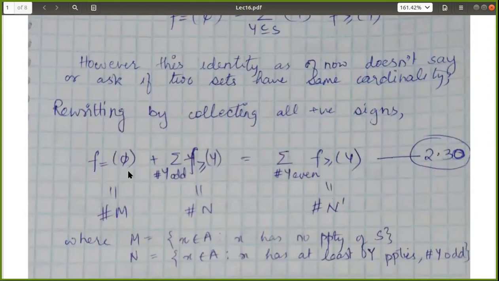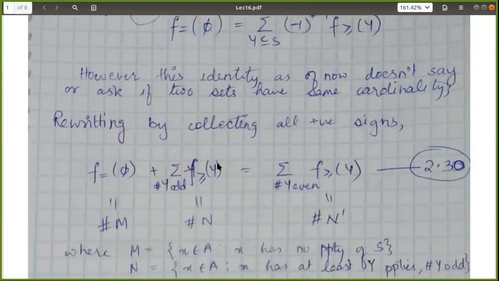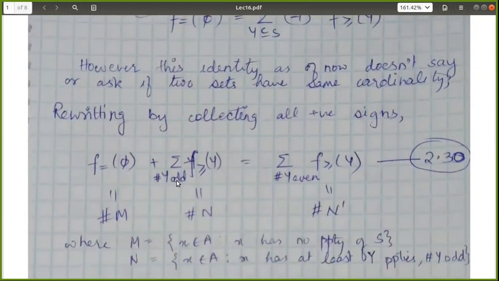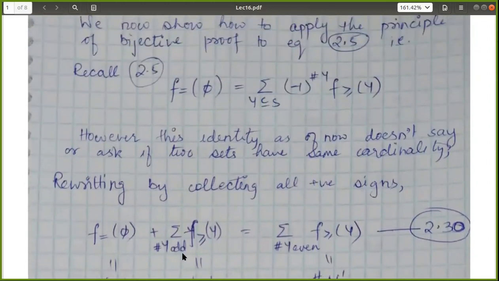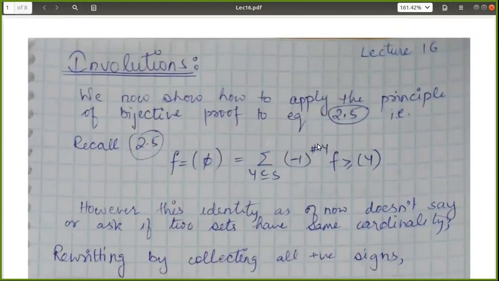So f equal to phi plus f greater than or equal to y with cardinality of y odd. Why does cardinality of y odd come here? Because that is what gives you the negative sign here, right?